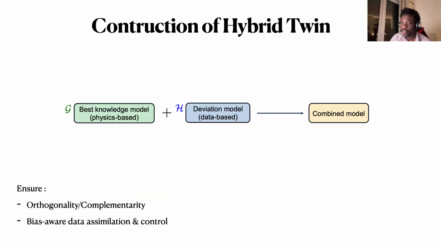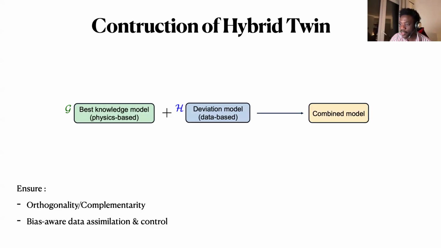So the construction of the hybrid twin is, as I said, this additive approach. It usually comes with a lot of challenges. For example, when you are combining the two elements, the physics-based approach and the data-driven correction, you want some complementarity. You don't want a data-driven correction that is adding information that the physics already has.